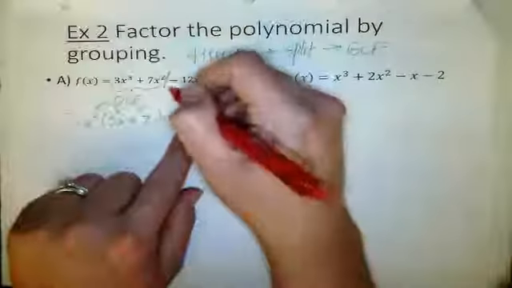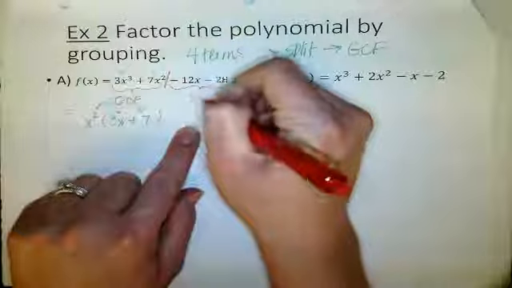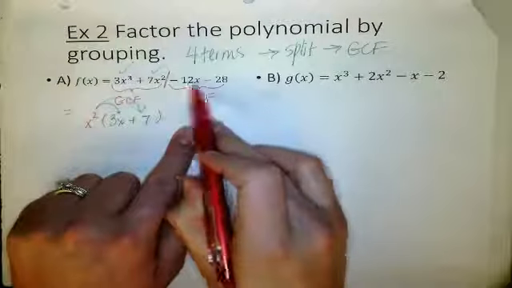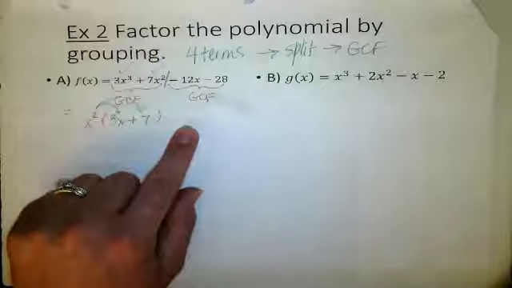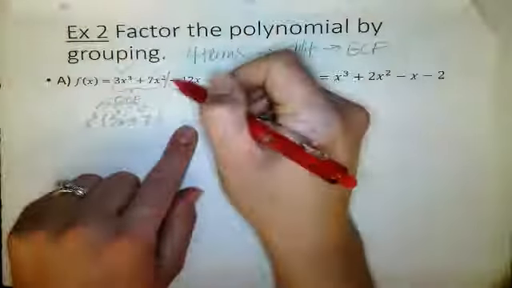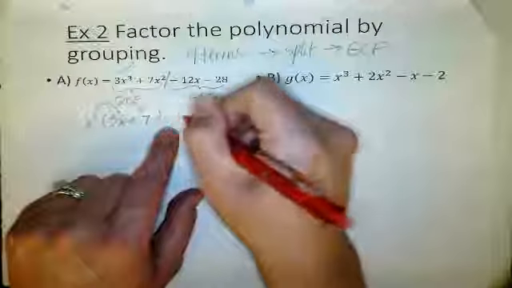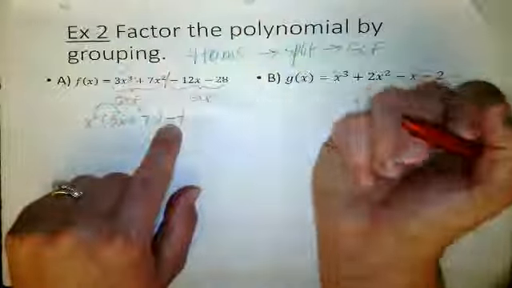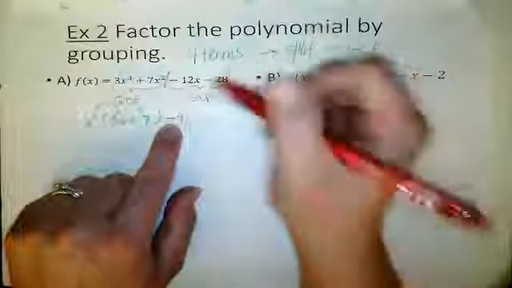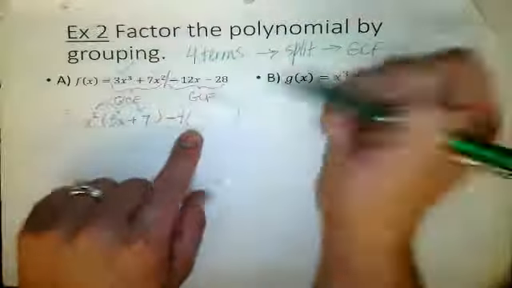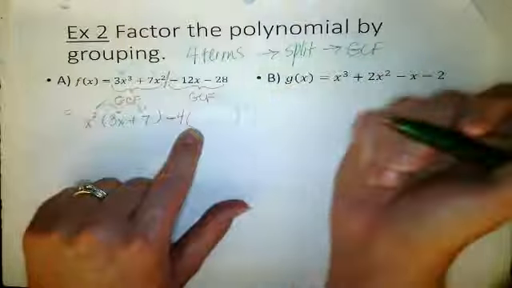Then I'm going to do the same thing looking for a GCF of the last two terms. So looking at negative 12x and negative 28, what do they have in common? Negative 4. We're going to take out whatever sign is there. Always, always you should take out a sign, whether it's a positive or a negative. We're going to take out a negative 4. And if I take out that negative 4 from each of these terms, what's left behind?